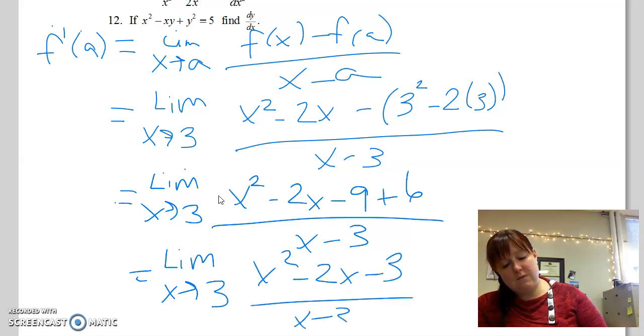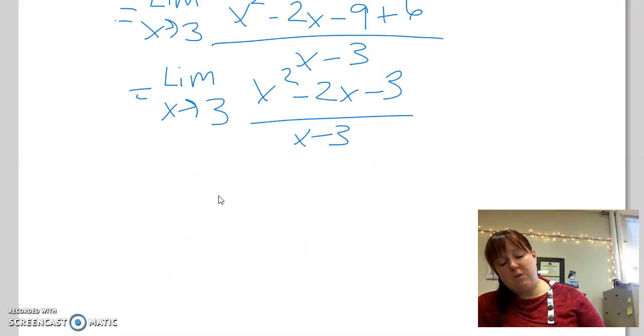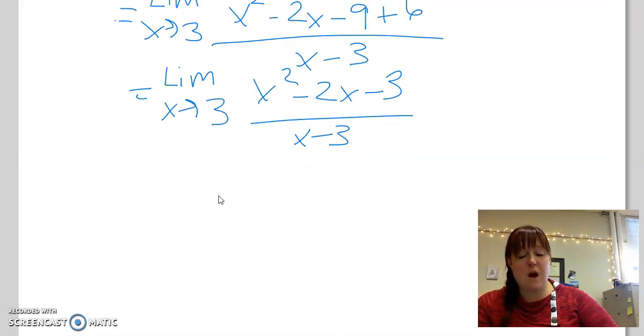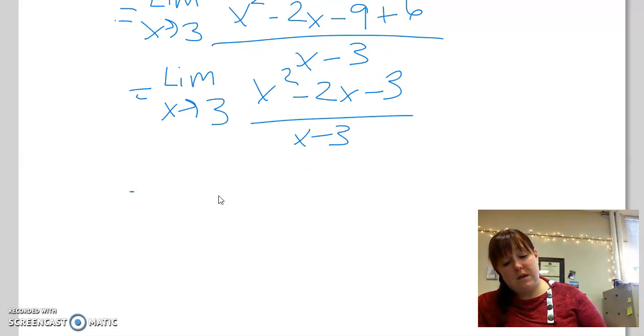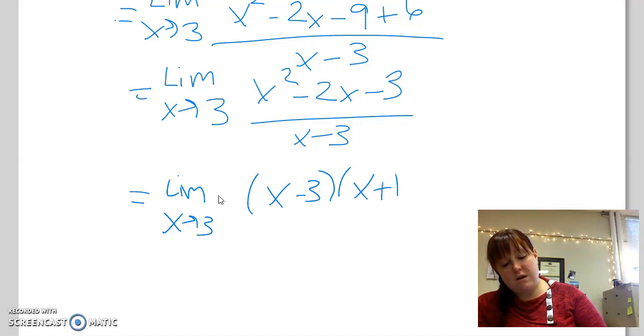And then we start looking at this and going, well, we got to get rid of that x minus 3 in the denominator so we can factor it. So it's going to be the limit as x approaches 3 of x minus 3 and x plus 1, because that's going to multiply to negative 3, add to negative 2, right, x minus 3.